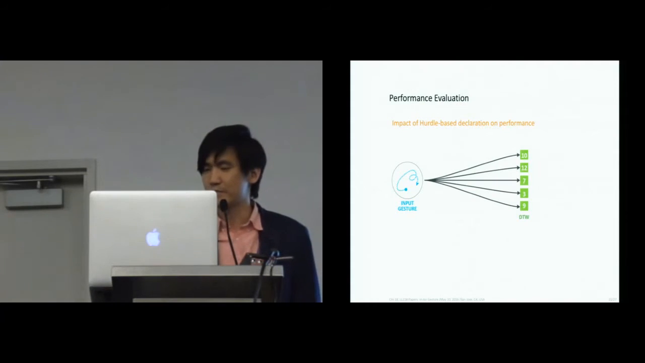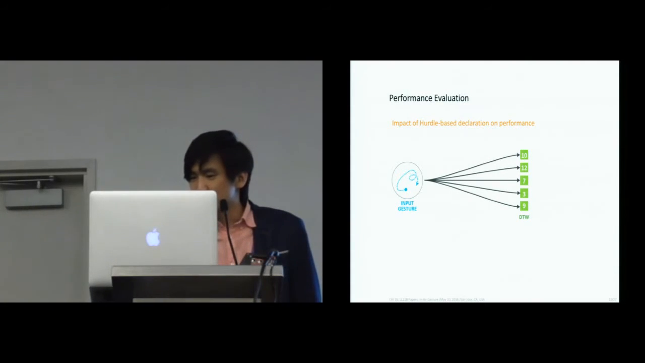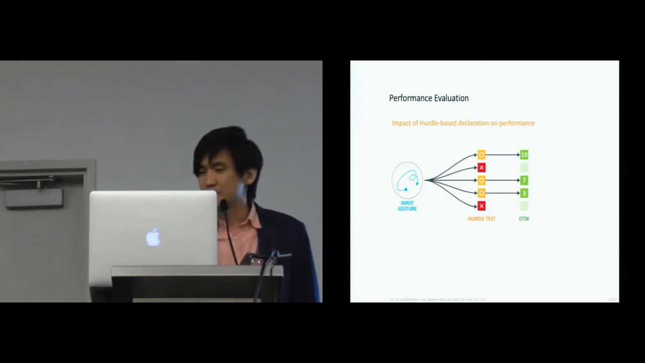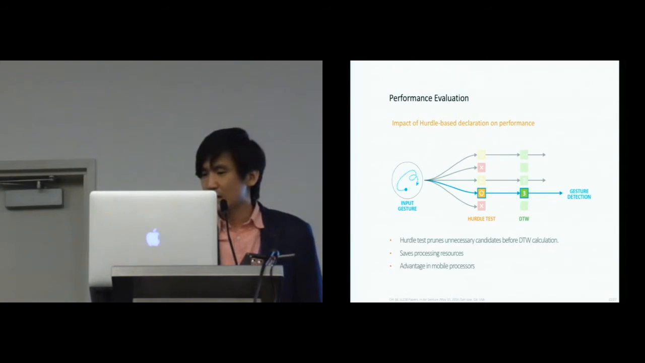time warping algorithm. The conventional dynamic time warping calculates all distances from the input trajectory and defined trajectories, which needs intense processing resource. But the M.Gesture system performs the hurdle test first, then prunes unnecessary candidate gestures before calculation. The hurdle test saves the processing resource and is an important aspect in mobile computing.